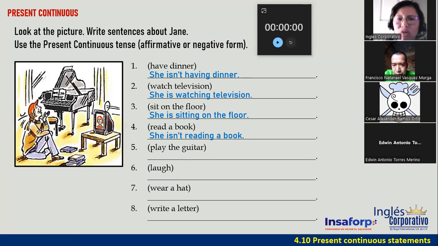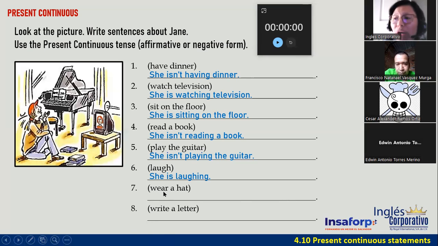Is she playing the guitar? No. Okay. Entonces, ¿cuál sería la oración que vamos a construir? Muy bien, right? She isn't playing the guitar. Very good. What about number six? Laugh. Is she laughing? Laugh es reírse. Yes. ¿Cómo digo entonces la oración? She's laughing, ¿verdad? Es laugh. Laughing, con gh.